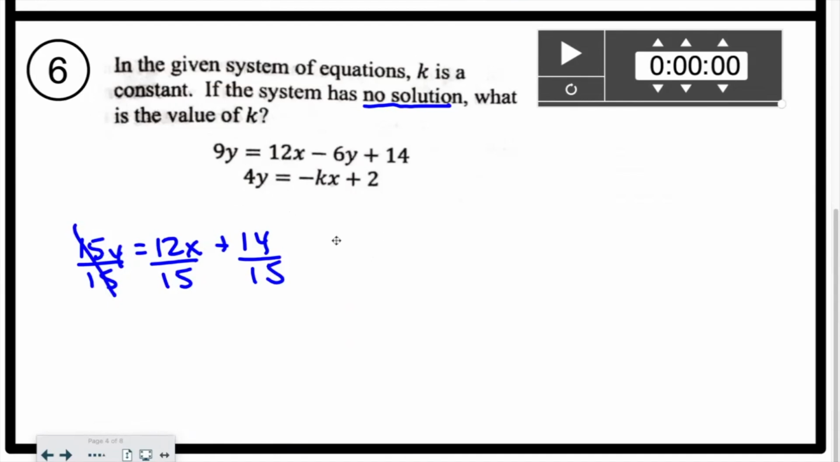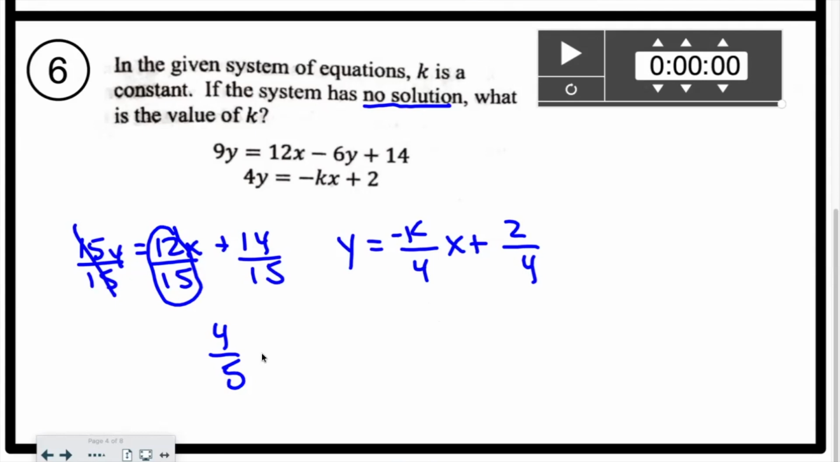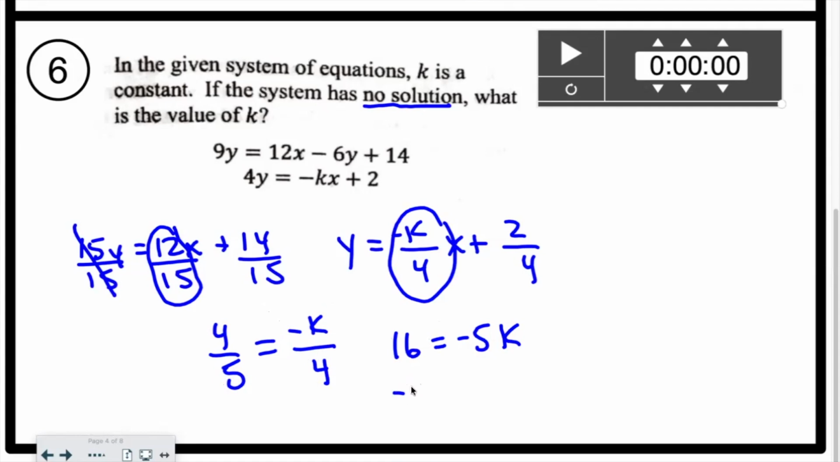And then this one, if I divide everything by 4, I get negative k over 4x plus 2 over 4. So again, I don't really care about that. What I know is that when there's no solution, the slopes have to be equal to each other. So this is really 4 over 5 has to equal the slope over here, which is negative k over 4. And then I'm simply going to cross multiply. So I get 16 is negative 5k. So in the end, I get negative 16 fifths is the value of k.